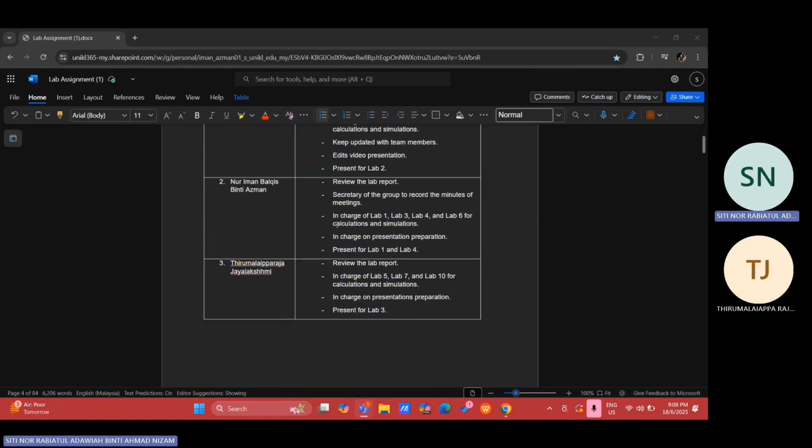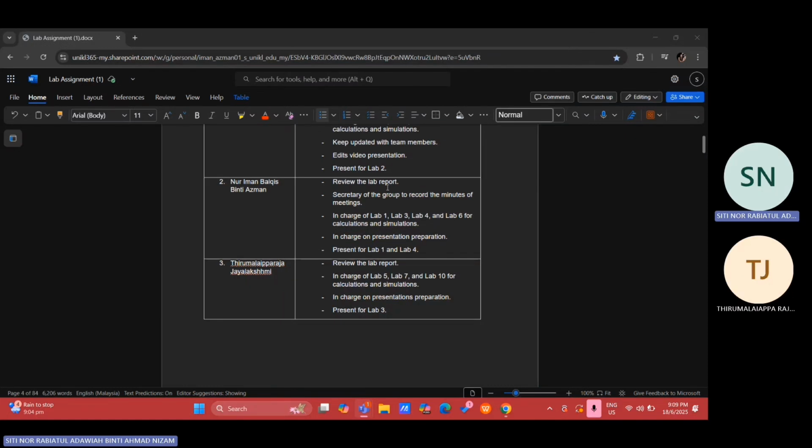And then Nur Iman Balkis binti Azman, she's in charge of reviewing the lab report. She's also the secretary of the group to record the minutes of meeting. She's in charge of lab 1, lab 3, lab 4, and also lab 6 for the calculation and simulation, and in charge of presentation preparation. She will also present for lab 1 and also lab 4.